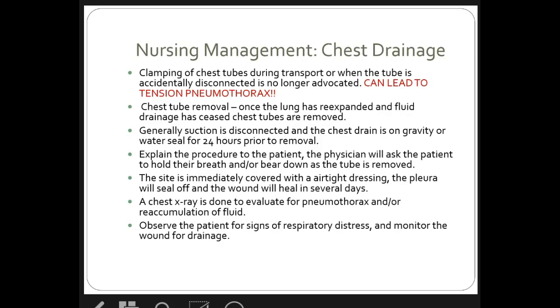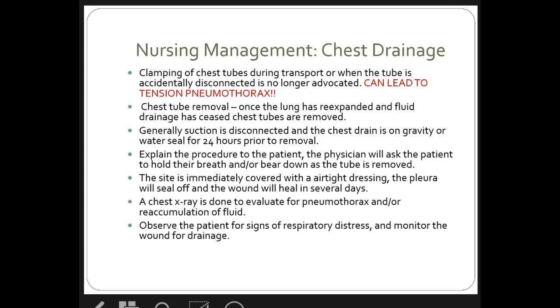Please review your nursing care guidelines in Table 28-23. It's very important to remember that you do not clamp any chest tubes during transport or when the tube is accidentally disconnected, as this can lead to a tension pneumothorax. Should your chest tube become disconnected, you can place the end of the chest tube in some sterile water until you can get a new system set up. This keeps the lung from collapsing.